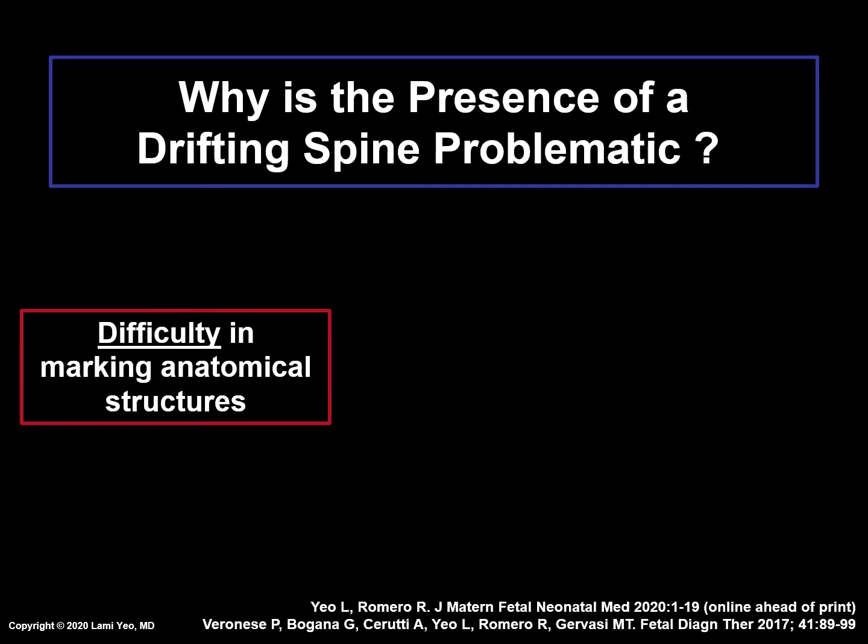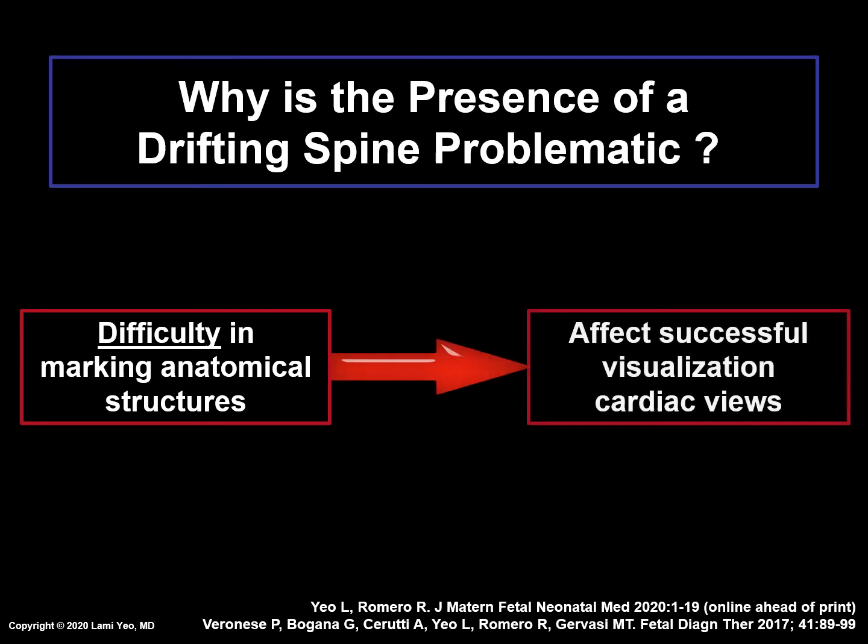Why is the presence of a drifting spine problematic? Anatomical structures may be out of the plane of sight, leading to difficulty in marking them, and therefore successful visualization of cardiac views may be affected. One may need to use another STIC volume dataset for FINE.